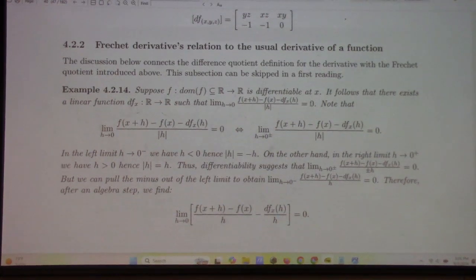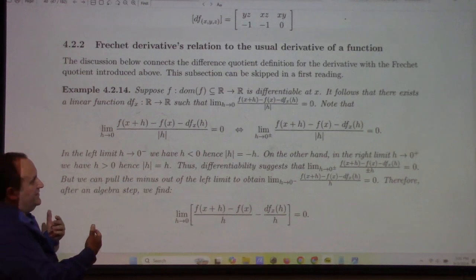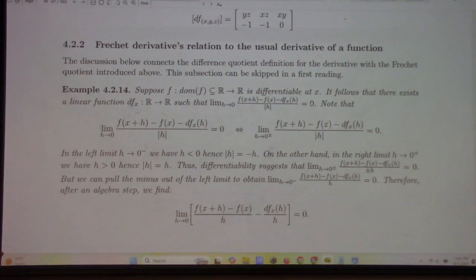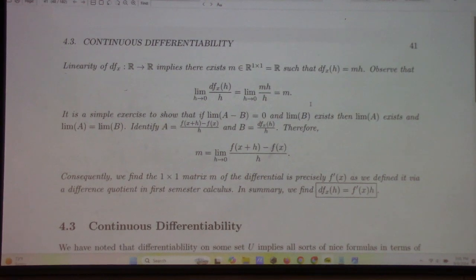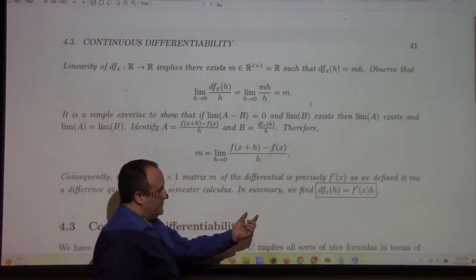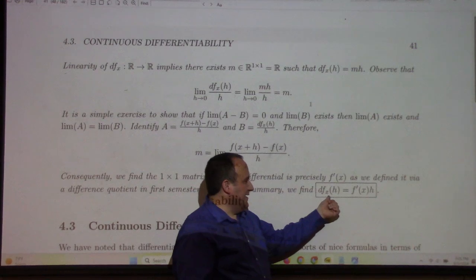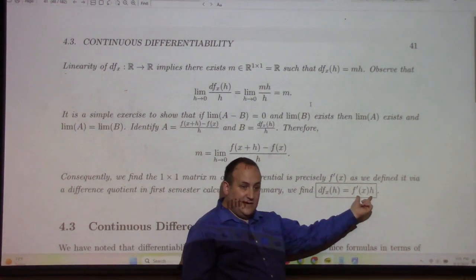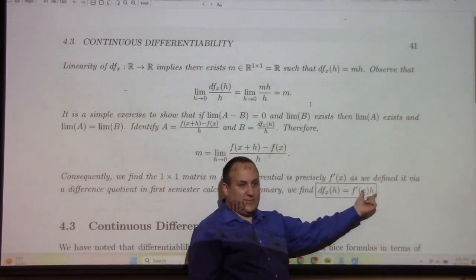Now this calculation right here shows you that if you have a function from the reals to the reals and it's Fréchet differentiable, then it is in fact real differentiable in the sense of Calculus 1. So there's a connection between this new general notion of Fréchet differentiation and regular Calculus 1 style difference quotient differentiation, all right? And the relation is simply this. The differential of a function of one variable at x acting on h is simply obtained by the derivative of f at x multiplied by h.